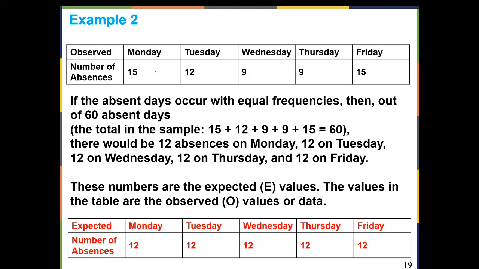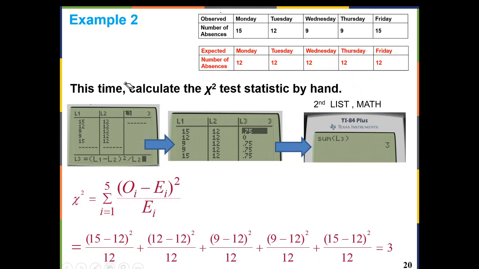So now the question is, are these differences significant enough to reject the null hypothesis? And the answer is, well, we don't know yet, but we can find out. All we have to do is, again, put these in L1 and L2 and do what we just did. So let's put the observed in L1 and the expected in L2. You just put those numbers. You can pause the video and put these in your calculator.